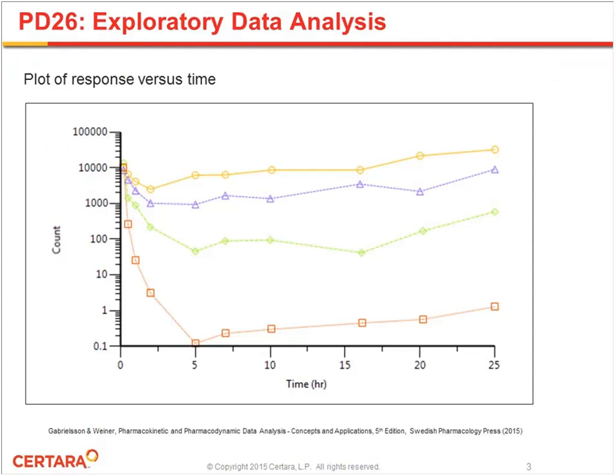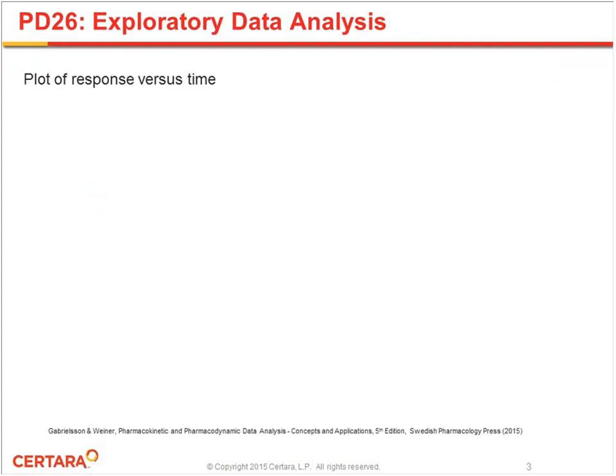One thing to notice here in this exploratory plot is that we have a pretty wide range of effects spanning 5 orders of magnitude. And this is unusual for response time data, and that's also a reason why I'm showing the data on a semi-log scale. So this is the data that we want to model. Let's have a look at the model.